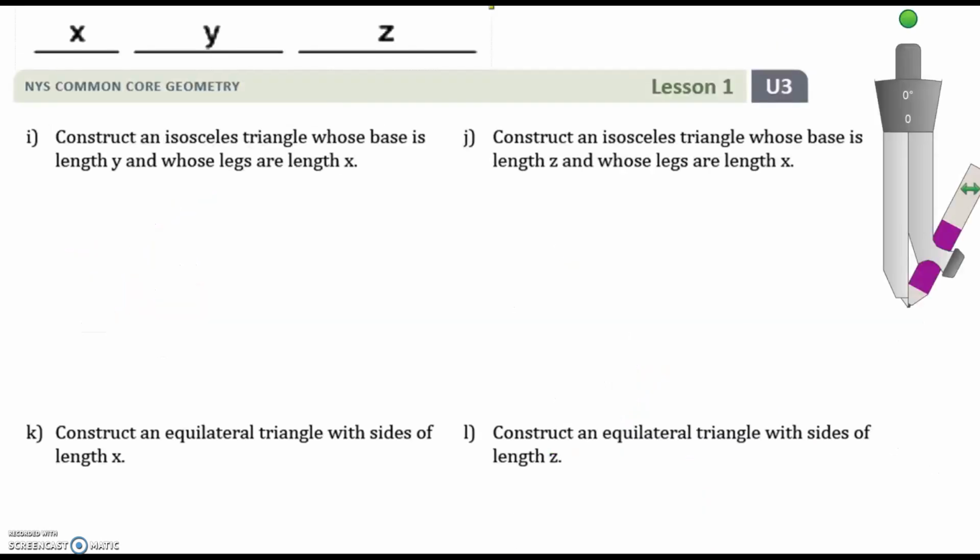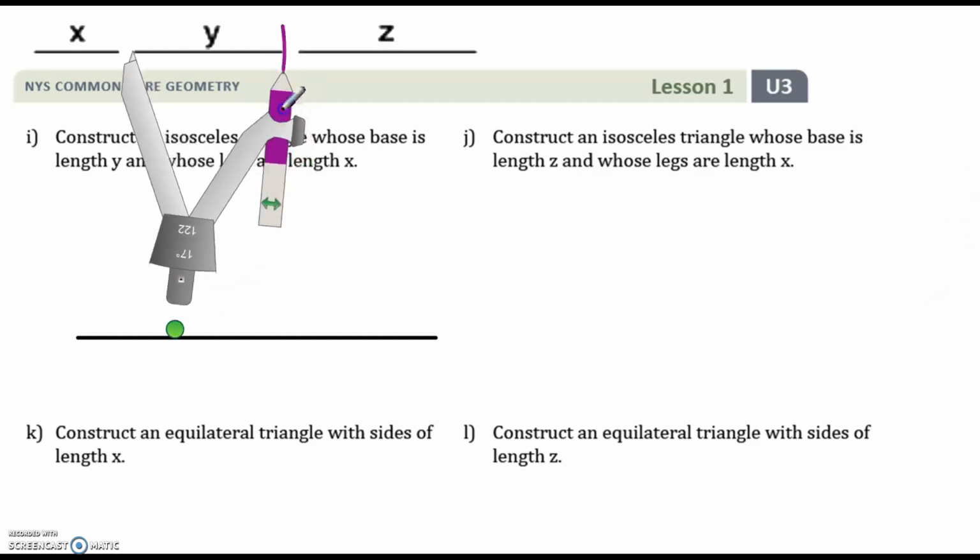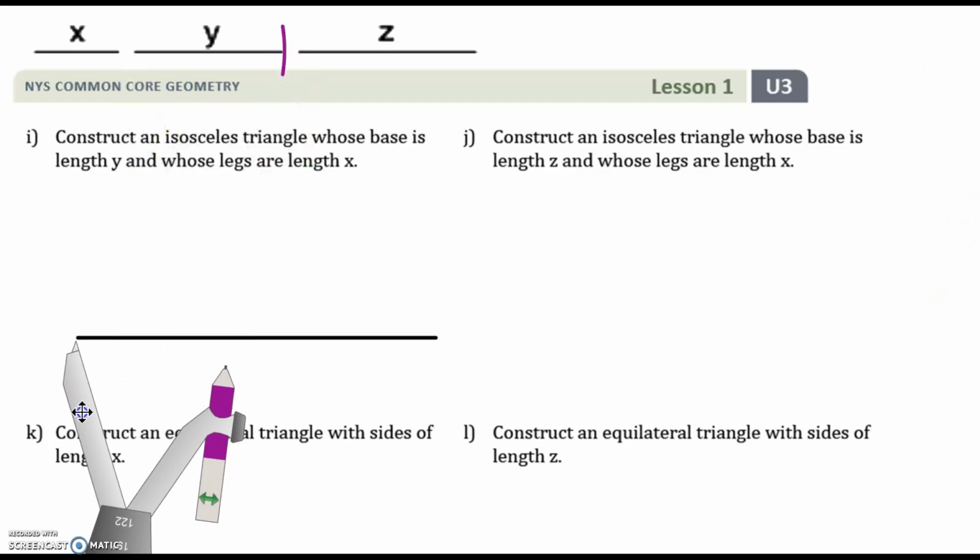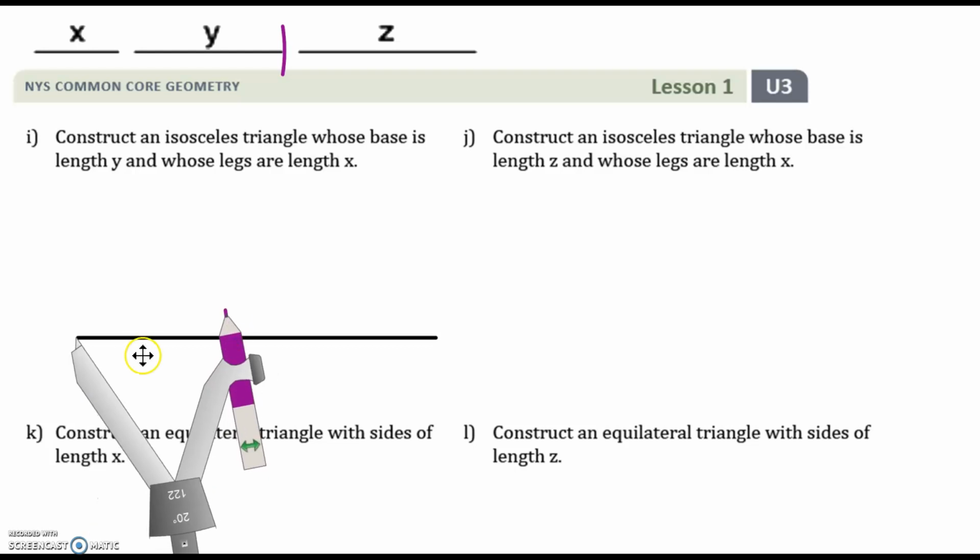If we go on to I and J, we're going to do the same sorts of things. So we're going to create a segment to start from, and on I it says that we are going to have an isosceles triangle whose base is Y, so I'm going to copy Y first, and I'm going to swing that down here to my segment, and I have length of Y.